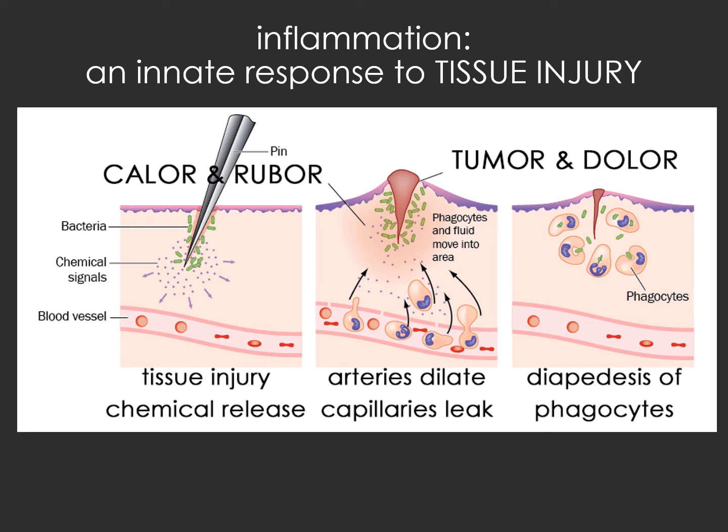Now, the leaky capillaries that we discussed previously are responsible for the last two signs and symptoms of inflammation. And that happens because as those capillaries become leaky, in addition to white blood cells being able to get out of the capillary and into the tissue space, the fluid of the blood can get out of the capillary and into the tissue space.